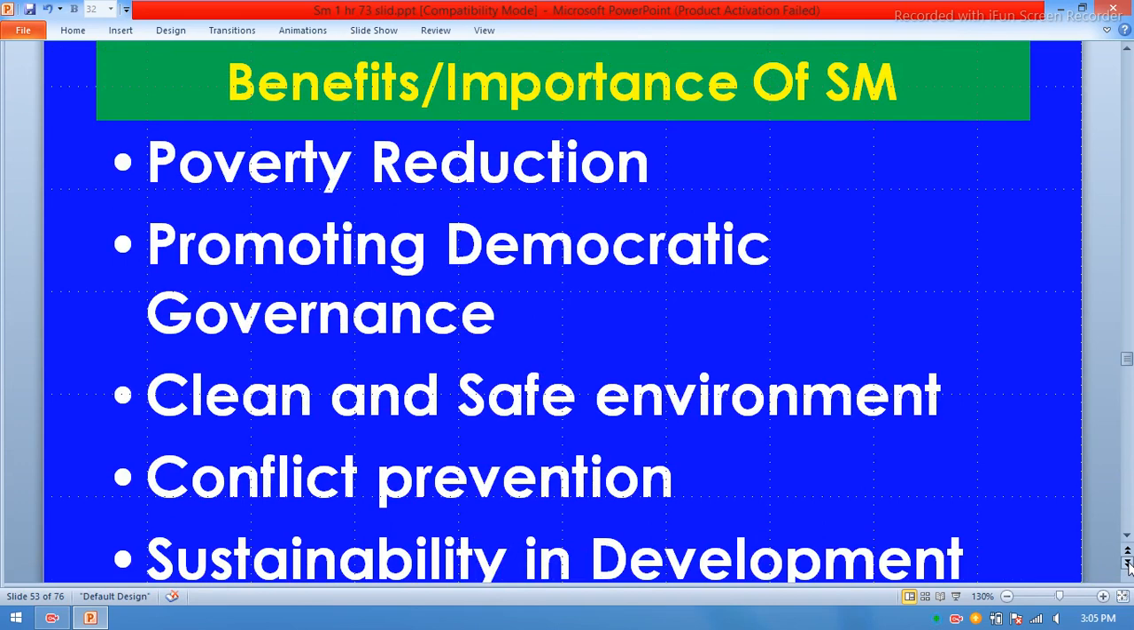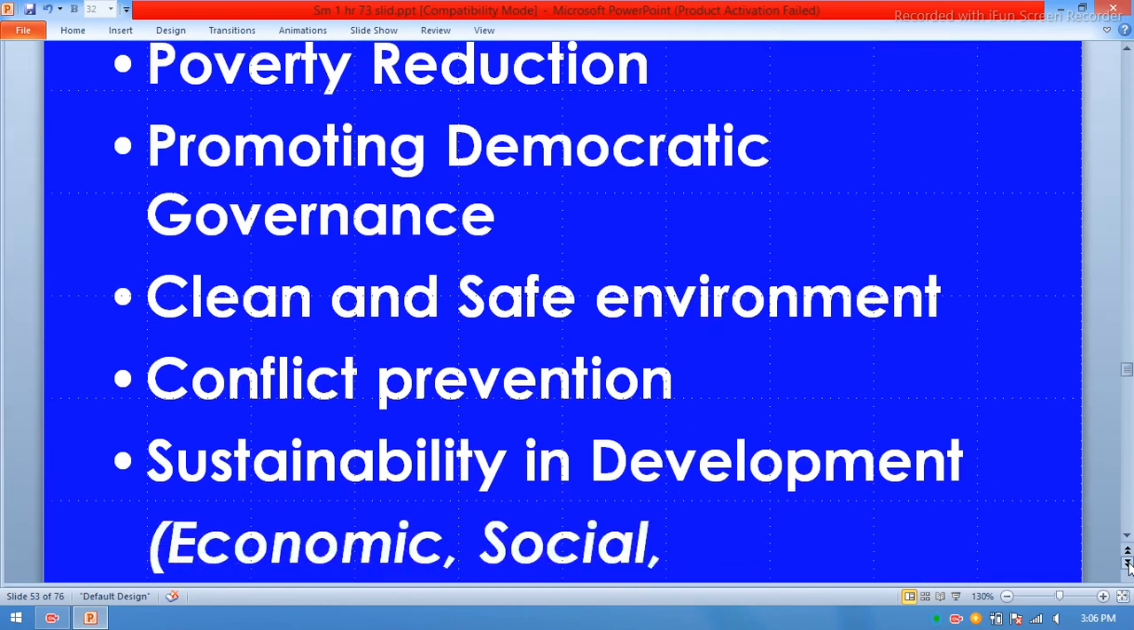Benefits and importance of social mobilization: poverty reduction, promoting democratic governance, clean and safe environment, conflict prevention, sustainability in development.